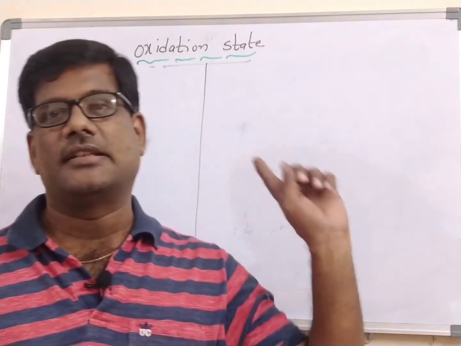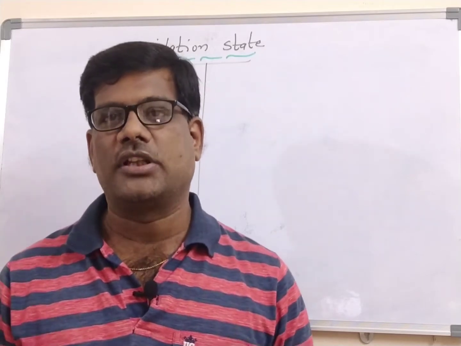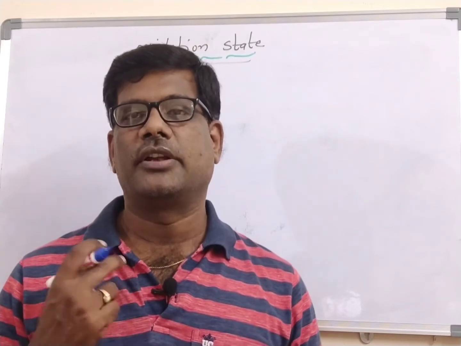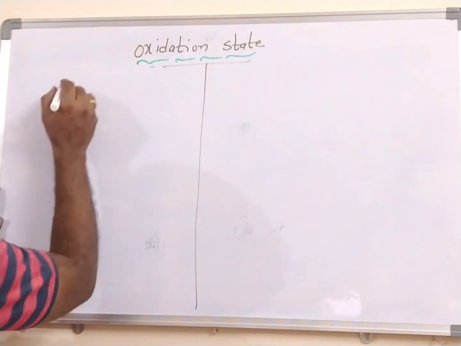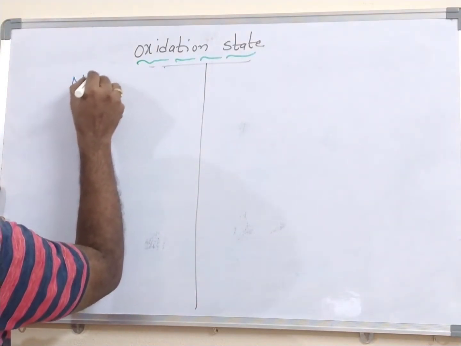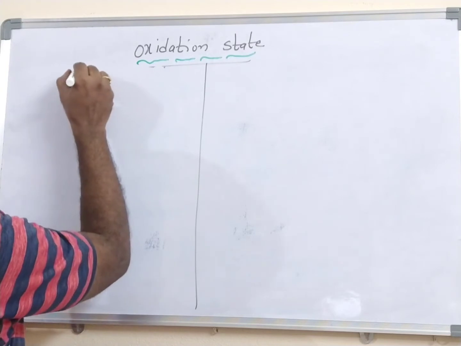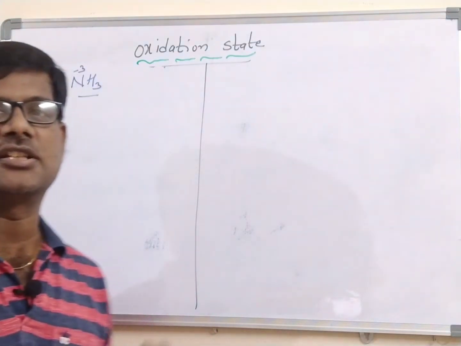Today my topic is oxidation state or oxidation number. Immediately, what is the definition of the oxidation state or oxidation number? To know the definition of the oxidation state, I am giving some example. For example, I am taking ammonia. The ammonia formula is NH3, where nitrogen bears the charge -3.